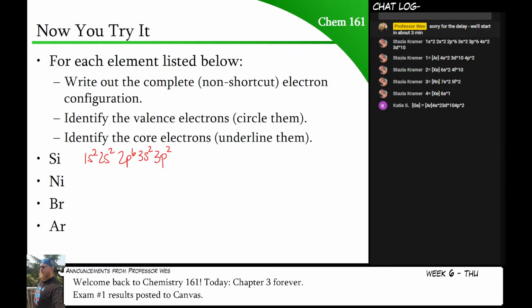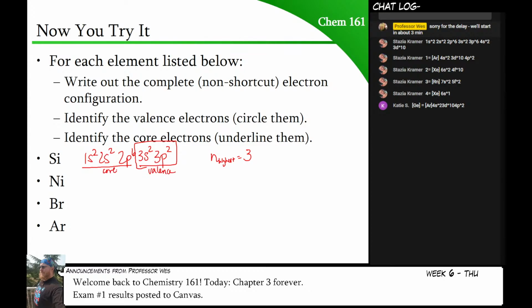I want you to circle the valence electrons. So what's the highest n? The highest n would be 3. So I'm going to circle everything that has n equals 3, and then I'll underline everything else. So this is my valence, and this is my core.